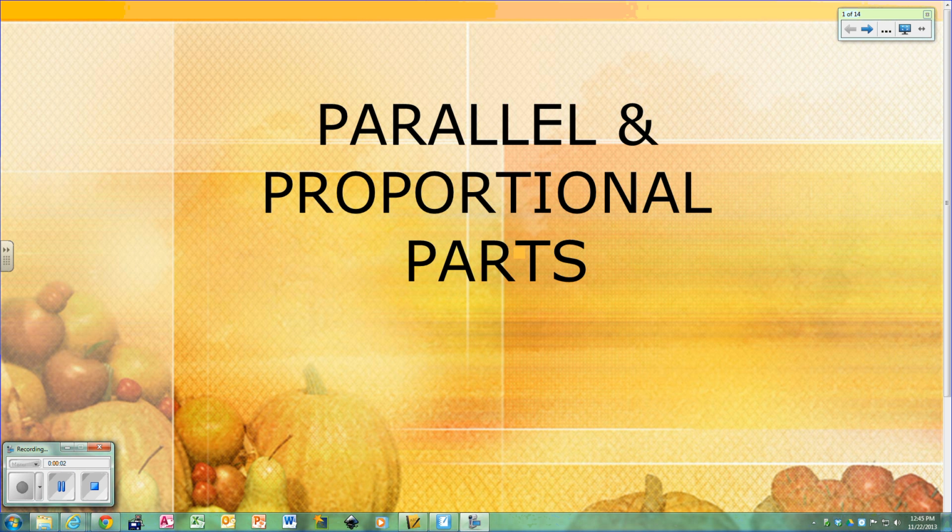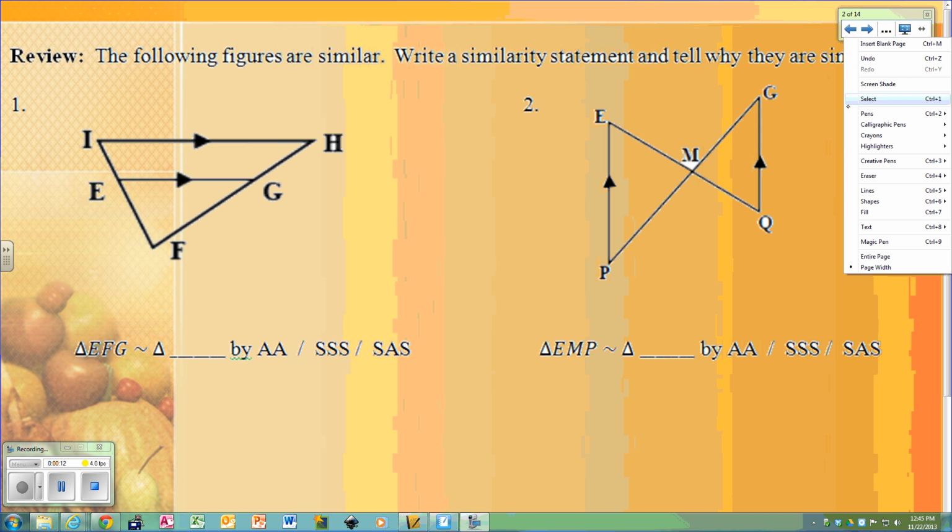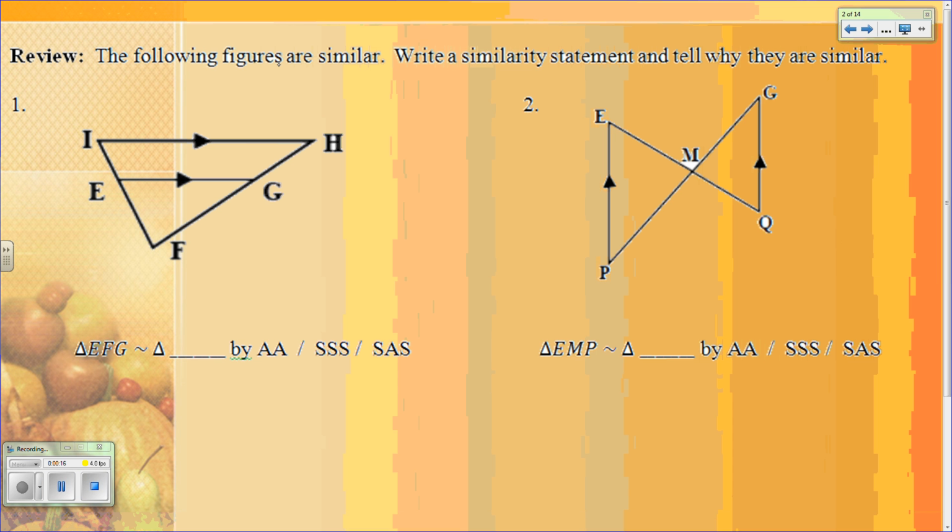We are still looking at similarity and proportion, so today we're going to do parallel and proportional parts of triangles. So, quick review. Make sure we've got something to write with here. The following figures are similar. Write a similarity statement and tell why.